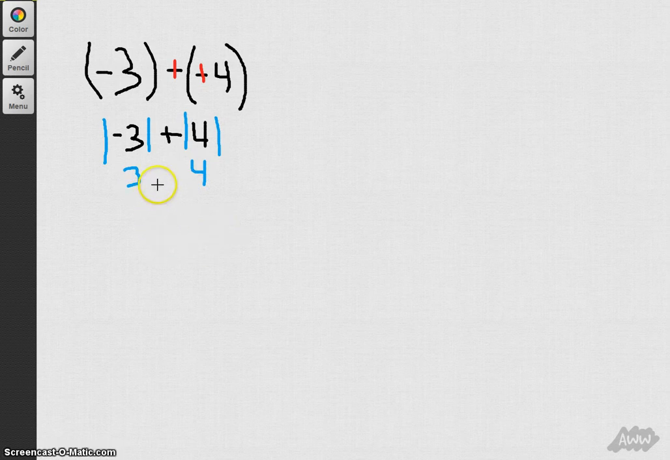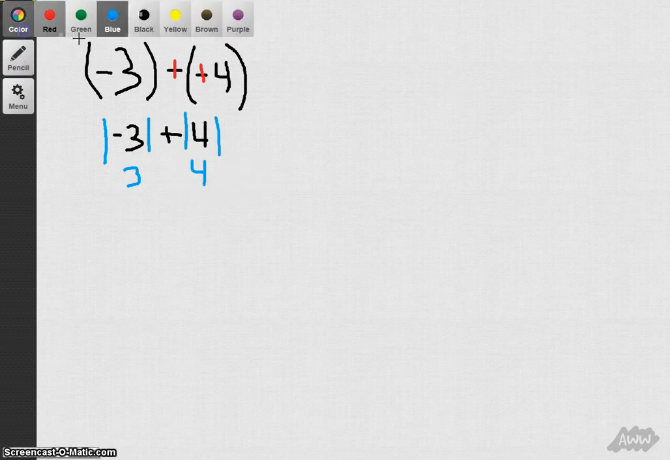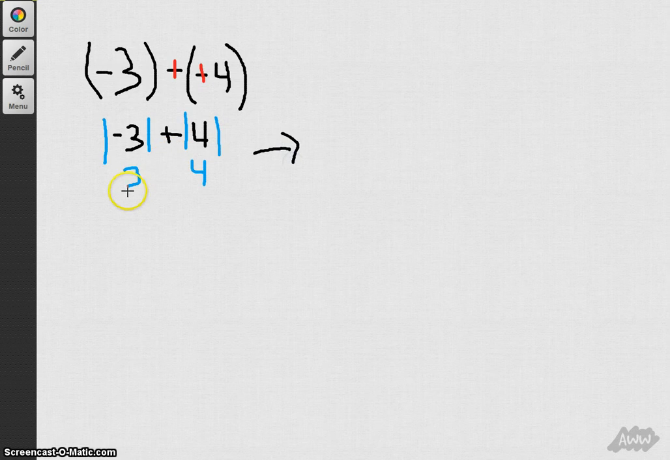Now I have to determine what's the operation between these two values. Well, I go back and I look at the signs. In this case, they are different, so therefore, I subtract the two numbers. Now, if you remember from yesterday, when we are subtracting, we take the larger absolute value. Well, in this case, it is the 4, so it goes 4 minus 3, which ends out being 1.